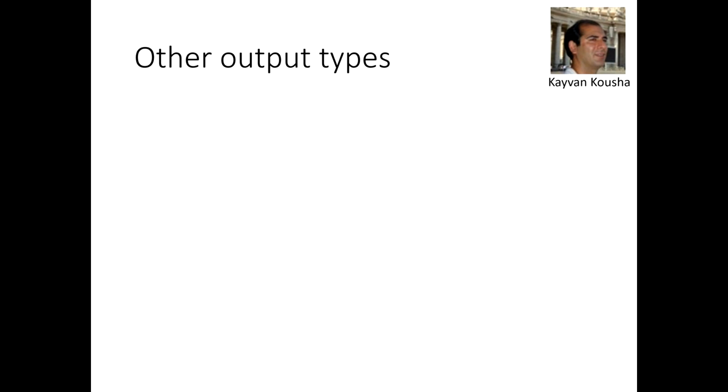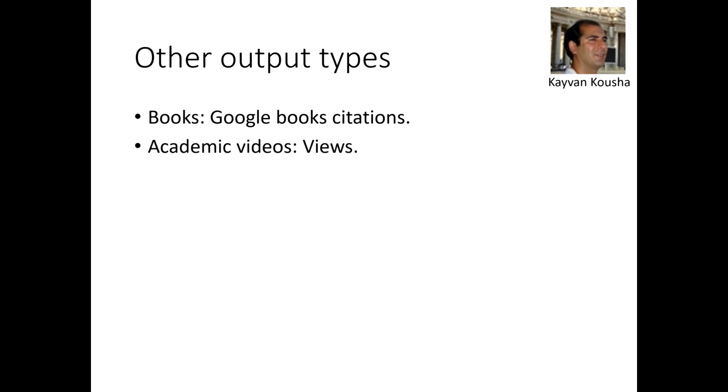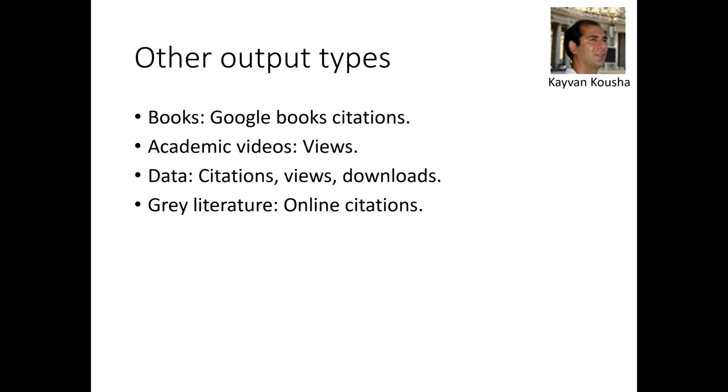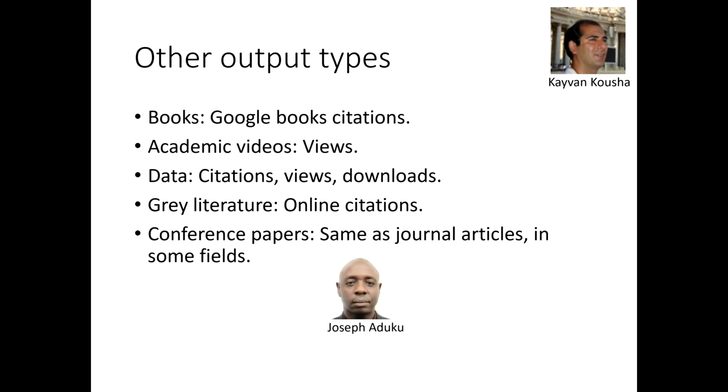Another thing you can do with Altmetrics is try to evaluate other output types. Books, academic videos, data, grey literature, these are all kinds of things that academics sometimes produce and often get ignored in evaluations, but these are things that you can get Altmetrics for to help you evaluate. And conference papers as well. So in some fields they're as valuable or even more valuable than journal articles.